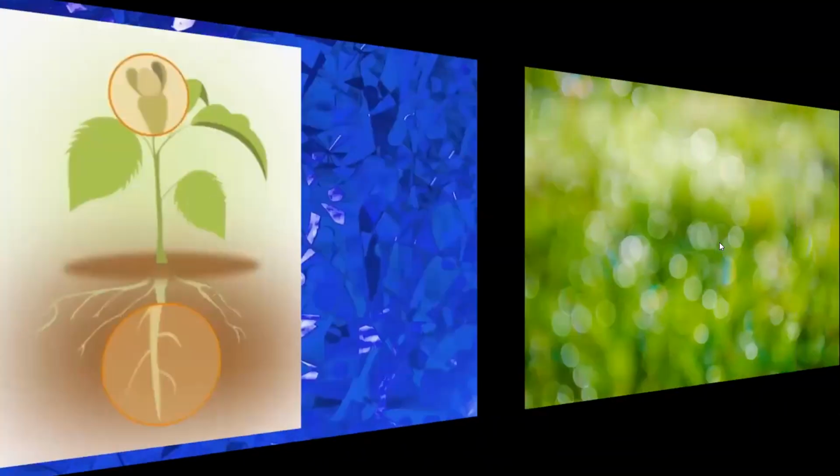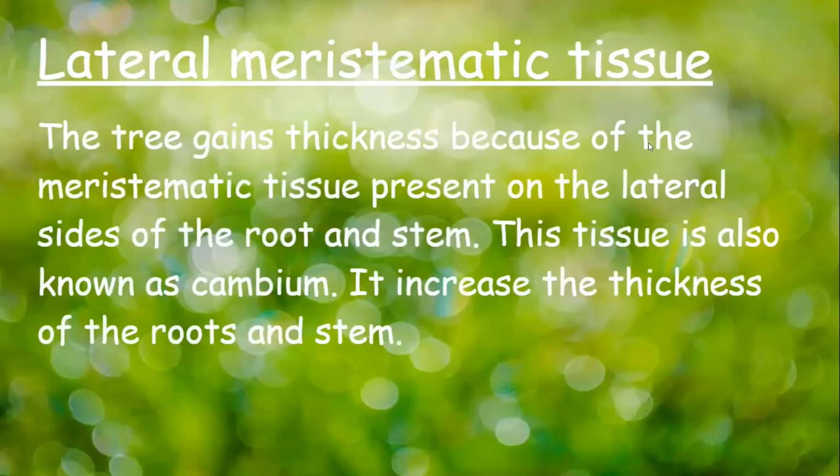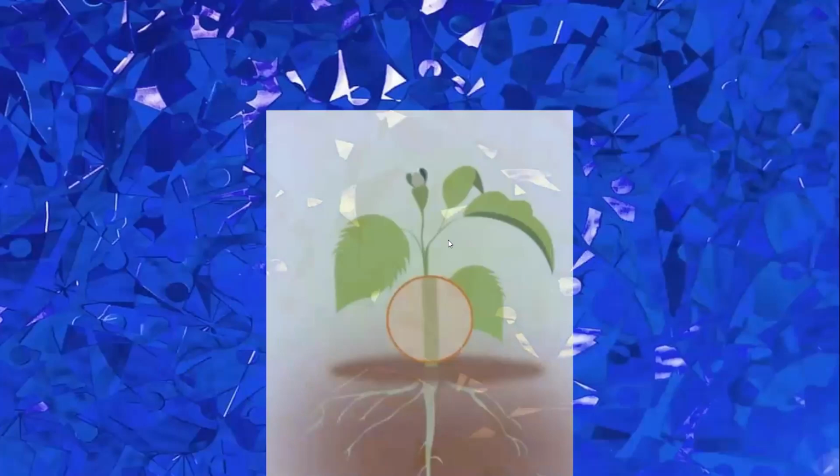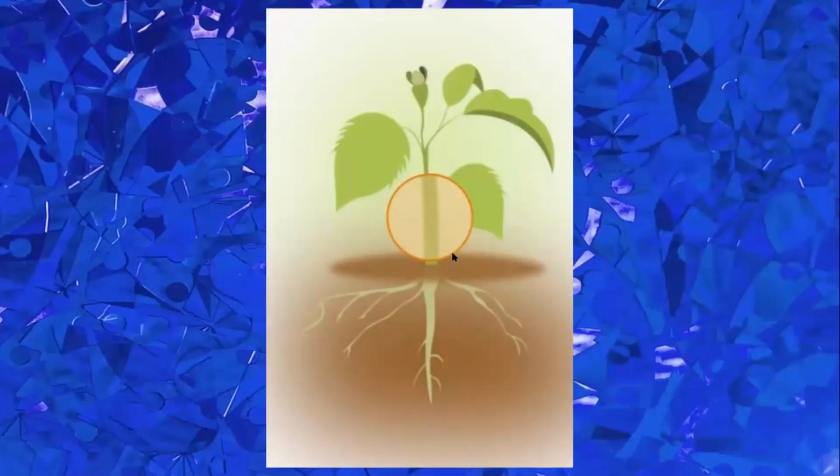And now we will talk about lateral meristematic tissue in detail. The tree gains thickness because of the meristematic tissue present on the lateral sides of the root and stem. This tissue is also known as cambium. It increases the thickness of the roots and stem. So its main function is to increase the thickness of the root and stem. The lateral meristematic tissue is found at the root and stem because it increases the thickness. So it is found in the stem of the plant.